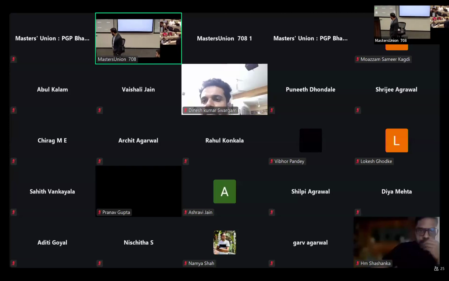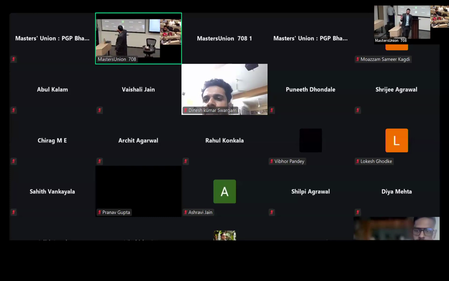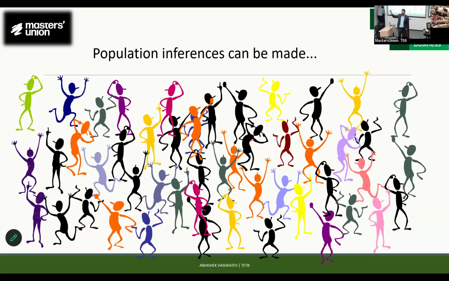I'll not go and collect data from all 10 lakhs. I'll go and collect data from maybe 1,000, 2,000, 5,000. But I'll have to make sure that these 2,000, 5,000 are from different status of life, different clusters, different regions, different groups. Right? Why am I doing this? So that I'll be able to make some inferences about the population on the basis of the statistic that I've got. So this is a sample.